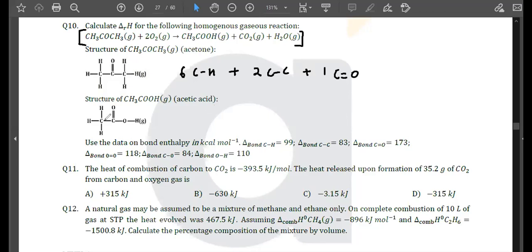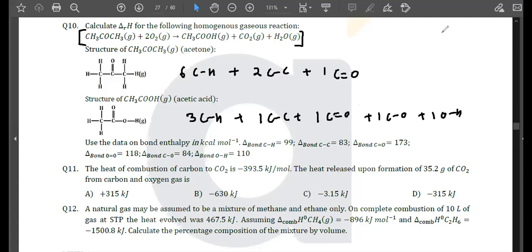Okay. Now, when you talk about this, in this case, we have 3 CH bond plus 1 CC bond plus 1 C double bond O bond plus 1 C single bond O bond plus 1 OH bond. Okay, right everyone? Tell me, yes or no?